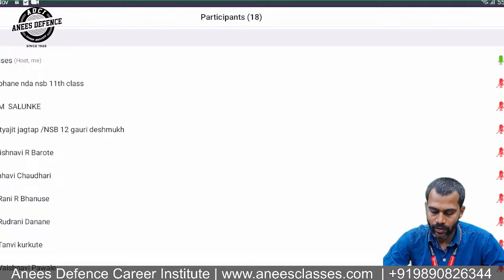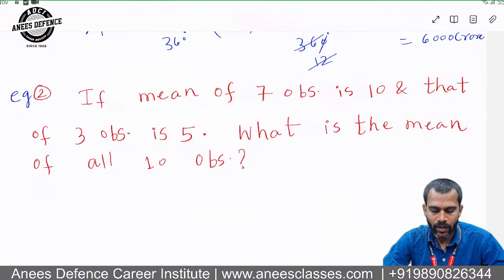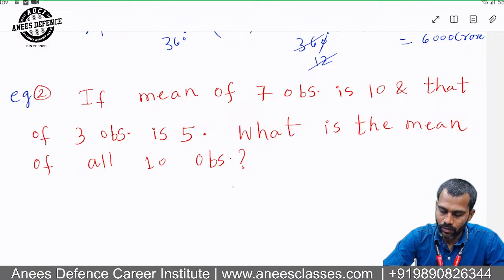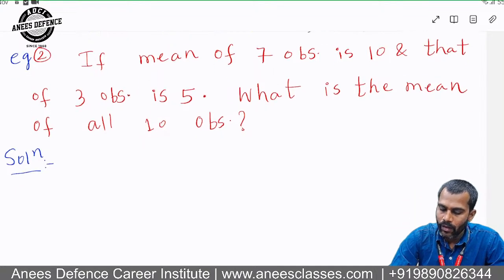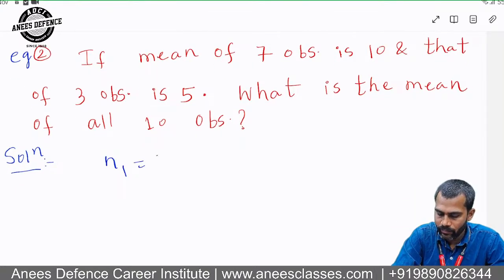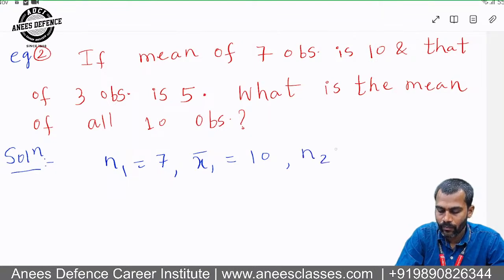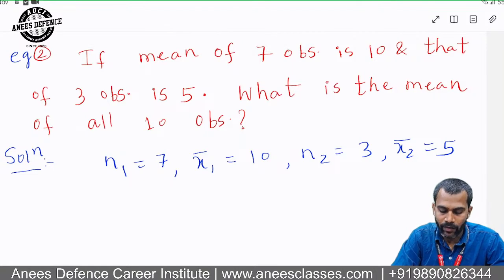Okay, see, very easy. Isn't it a combined mean question? See, there are two groups. In group number one, what is N1? N1 is 7. What is X1 bar? 10. In group number two, what is N2? N2 is 3. And what is X2 bar? 5, isn't it? So we have a direct formula.